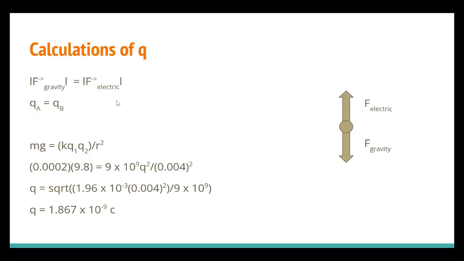Like I said before, the gravity and electric forces are equal to each other. So when finding Q, we have mg equals k times q squared divided by r squared. That ends up getting us 1.867 times 10 to the negative 9, like I said before.